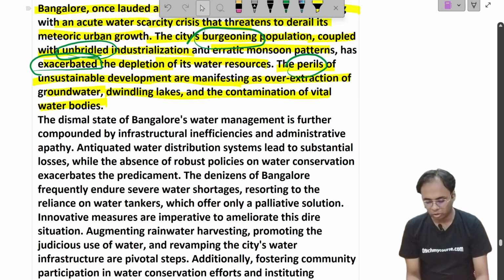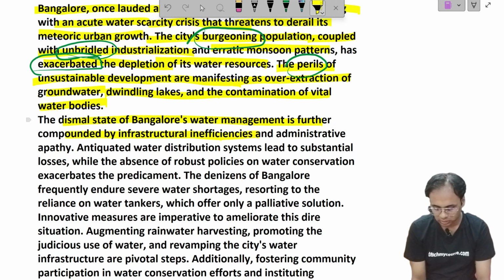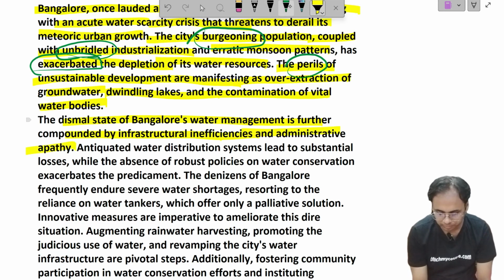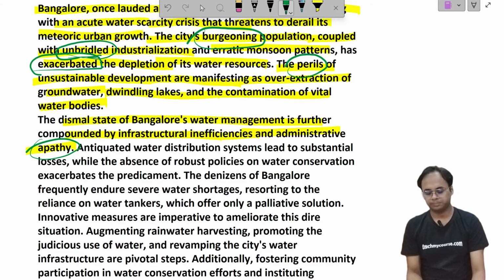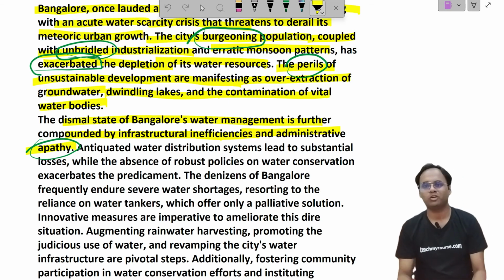Next is, the dismal state of Bangalore's water management is further compounded by infrastructure inefficiencies and administrative apathy. Like there is already a water management problem, and the administration is quite apathetic. Apathy means showing no interest. This is not what I am saying, this is what the reading comprehension says.